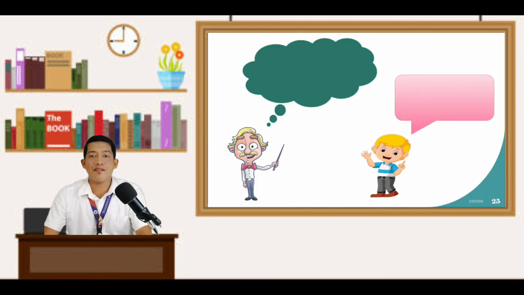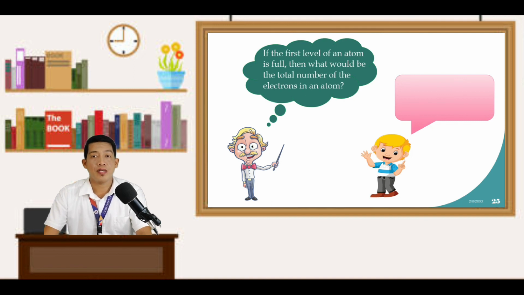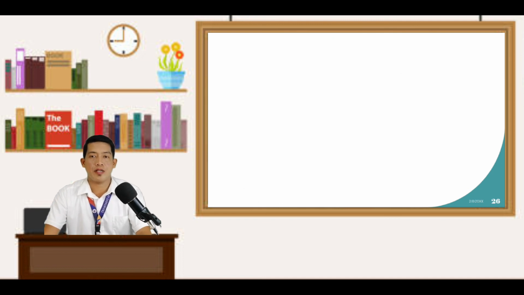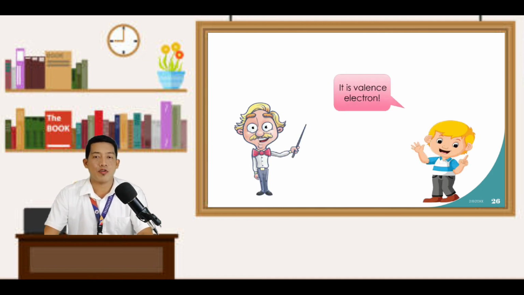If the first level of an atom is full, then what would be the total number of electrons in the atom? There would be a total of 2 electrons in the atom. Now that you are familiar with the quantum mechanical model of an atom and electron configuration, you are ready for the next lesson, which is the valence electron.